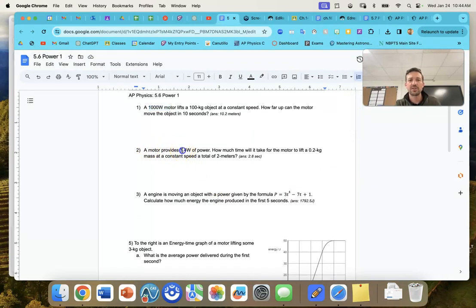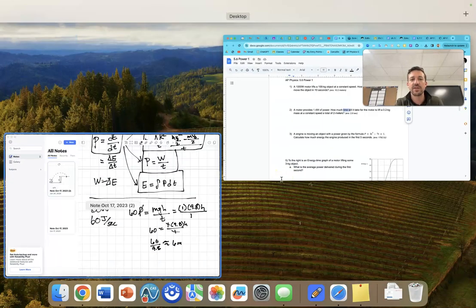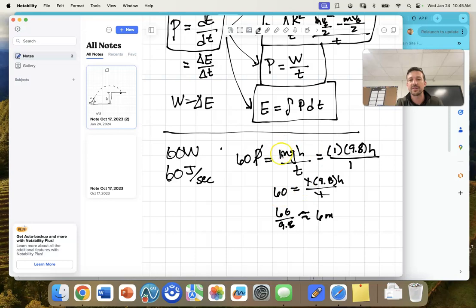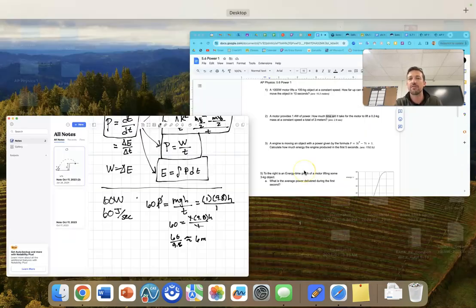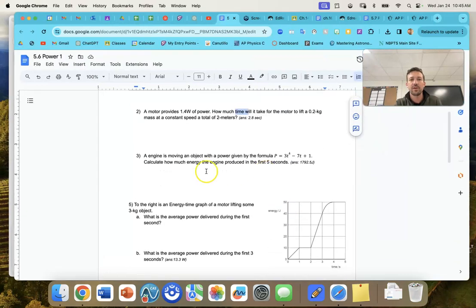A motor produces 1.4 watts of power. So I got a power. How much time will it take for the motor to lift that mass at a constant speed, so same thing as it was doing in the previous one, a total of 2 meters? So it looks like I'm going to be using the same type of formula, yeah? Except on this one, it looks like I'm trying to solve for time. So I'm going to be using that same formula here because I'm given mass, I'm given height, I know gravity, I know power, I can solve for time. Okay, let's go to number 3.